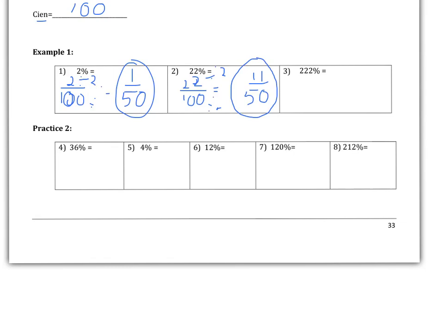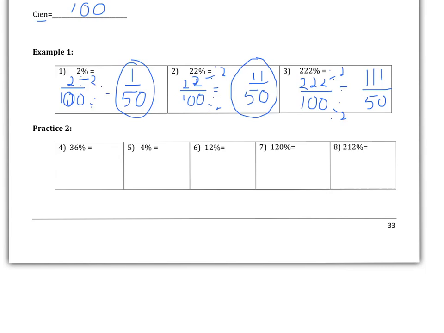All right, next one, 222%. Same thing. Percents are always out of 100. Okay? And if you simplify this, you're going to get 111 over 50. Because again, you can divide by 2, divide by 2. Punch in your calculator, that is the simplified form.